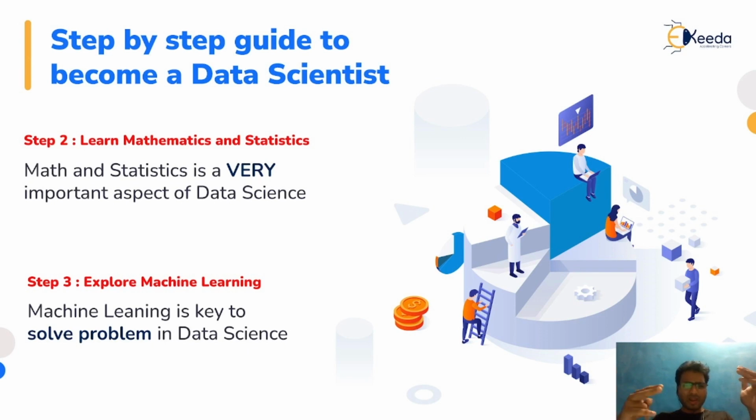So after you have learned mathematics and statistics, then you should go for machine learning algorithms, and obviously these are very interesting algorithms, and once you see the applications of these algorithms, you will be very amazed and very excited to learn those things. Now let's just proceed to step 4.